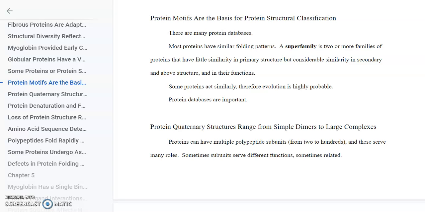Protein motifs are the basis for protein structural classification. There are many protein databases. Most proteins have similar folding patterns.